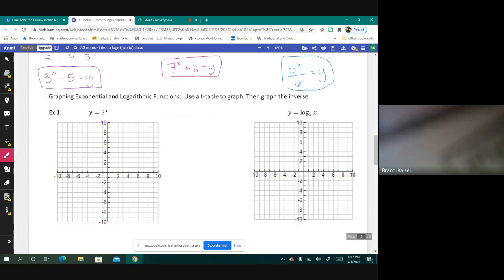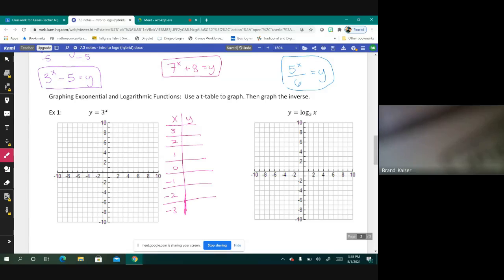So this does say to use a t-table like we did in the first one. So I'm going to create a t-table. I'm actually going to use the same x values as I did before, but I am going to go in the positive order first. So 3, 2, 1, 0, -1, -2, -3. If you're not really sure where to start, these are always a good basis to cover if you're looking for numbers to plug in. And then we're going to plug them in to get y.